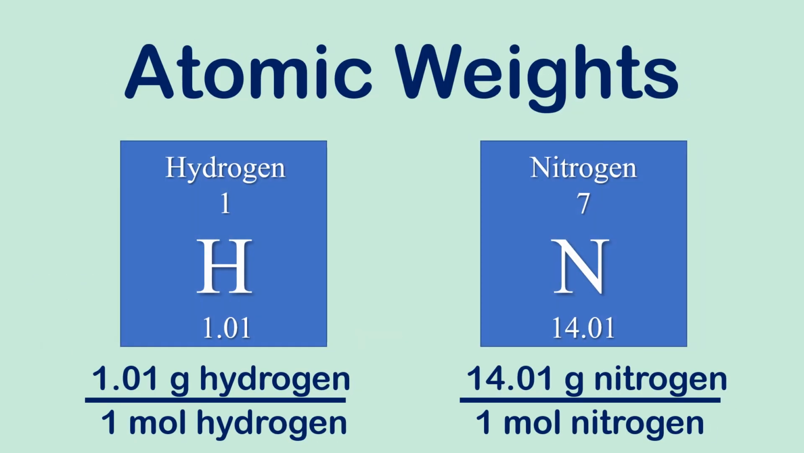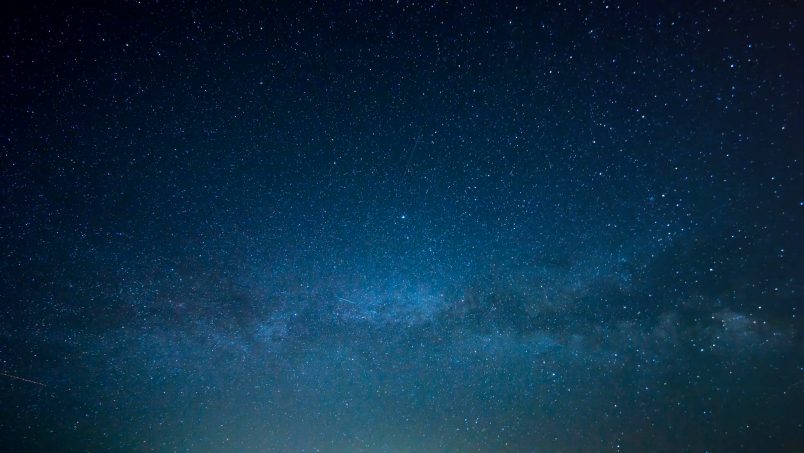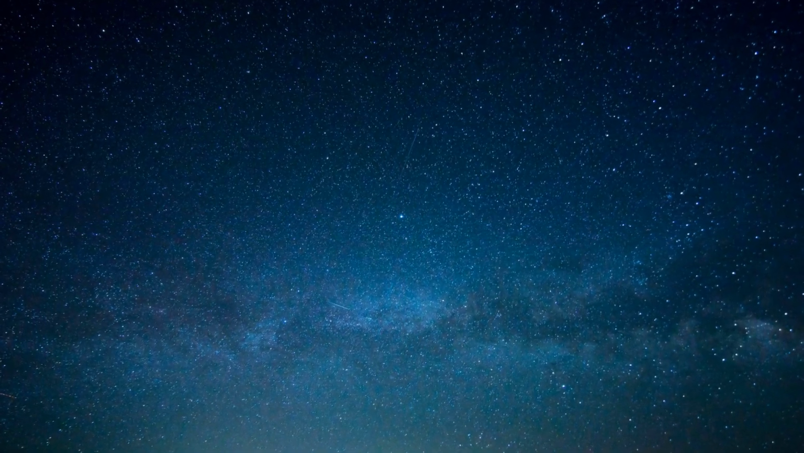For example, 1.01 grams of hydrogen is 1 mole of hydrogen, and 14.01 grams of nitrogen is 1 mole of nitrogen. And now you know about the mole.